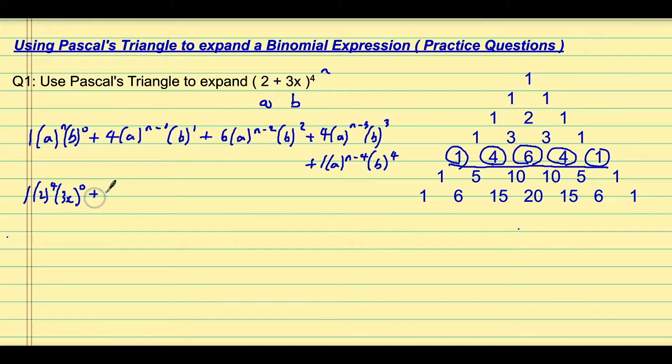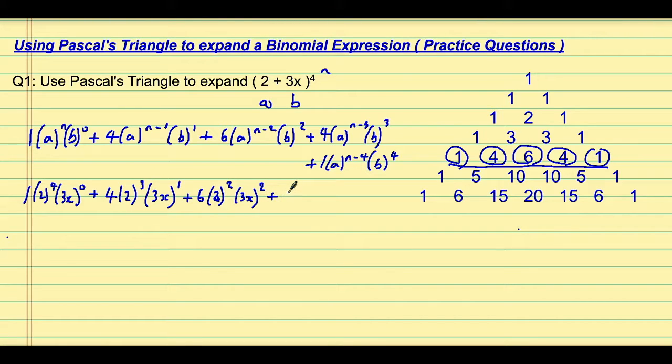Our second term starts with 4. Then we've got our a term, which is 2, raised to the power of 3, multiplied by our b term, which is 3x, and the power goes up by 1, so that's raised to the power of 1. Our next term here is going to be 6. We're now going to have a, which is 2, raised to the power of 2 this time, power going down by 1, multiplied by b, which again is our 3x, and our power goes up by 1, so it's 3x squared.